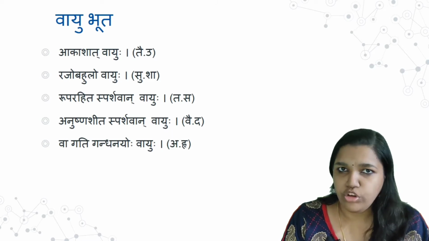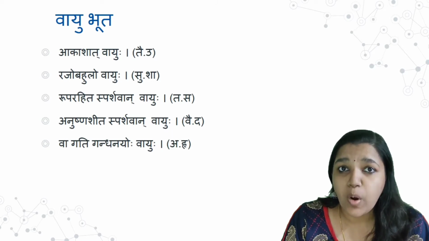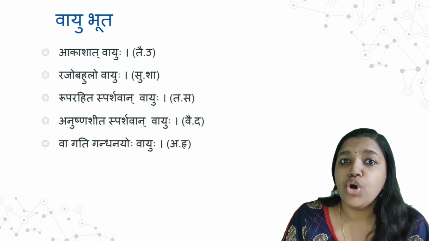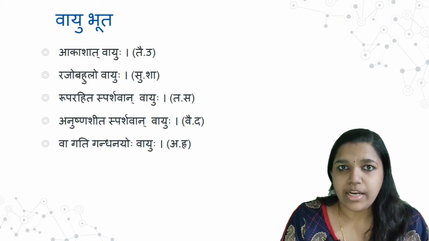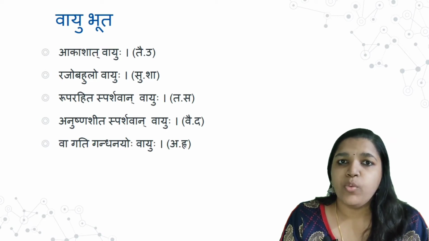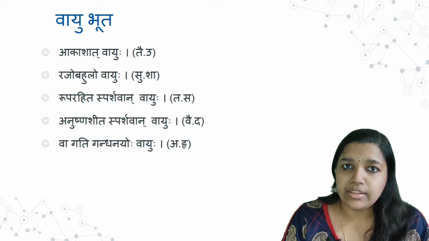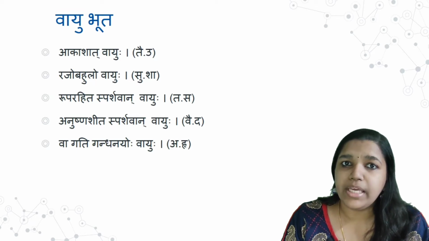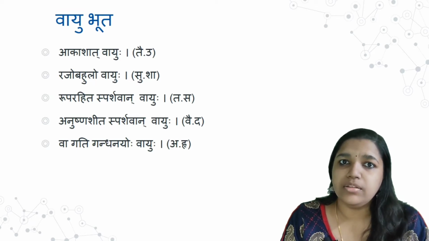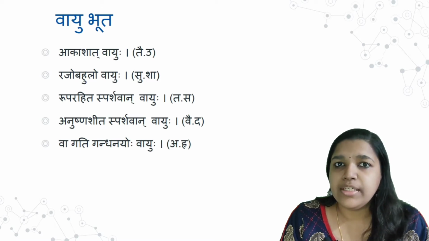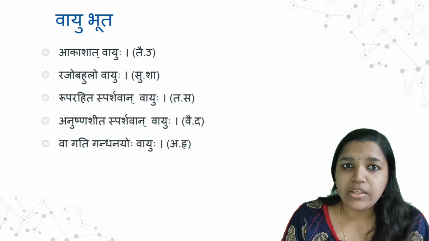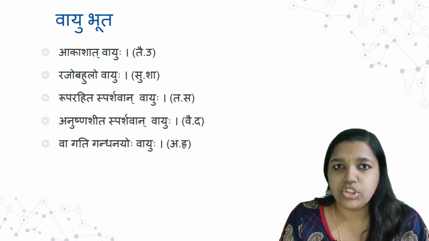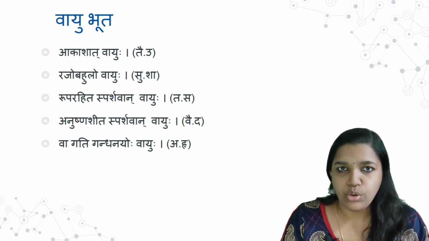Vagadi Gandhanayoho Vayuhu. That is, which has the property or which has the capacity to move. Gati is there. Gati means move. And it carries Gandhanayoho. That is, it carries along with whatever properties are there other than which cannot move. It will be carrying the other thing along with that. So the thing which can move, which is having the movable property, and also it carries the other things along with that, that particular thing is considered to be Vayu, that is Vagadi Gandhanayoho Vayu.